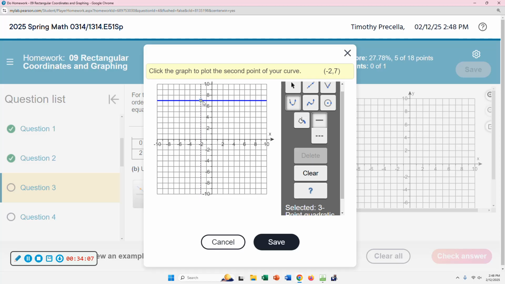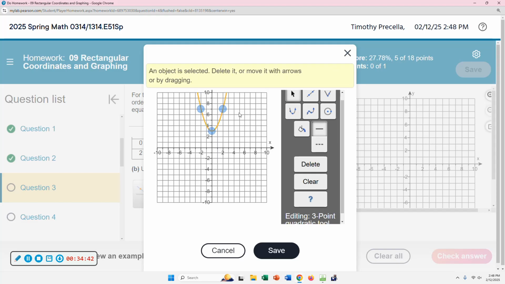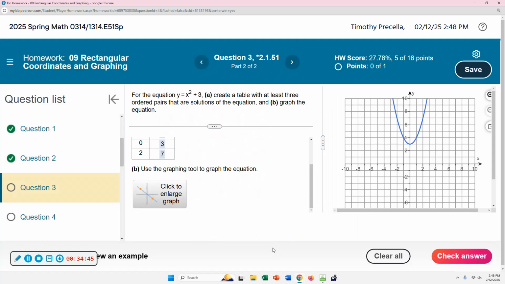Now, the next point is 0, 3. It says plot the second point. So what'd you say, 0, 3? Yeah. Now the third point, notice as he moves the mouse around, it's starting to draw every possible parabola that contains those 2 points. But the third point, 2, 7, that should get us an accurate picture of the graph. Locate 2, 7, click it, and save it. That transferred it back to the original grid, and then you check your answer.